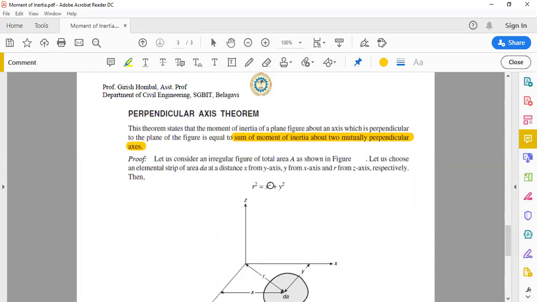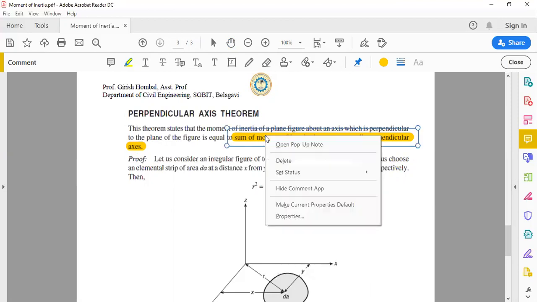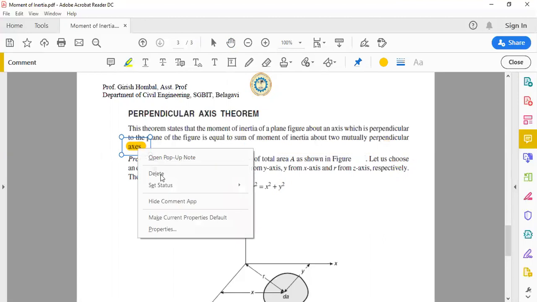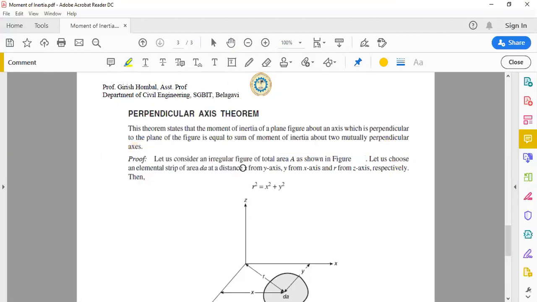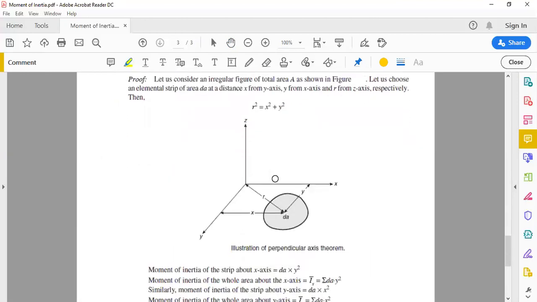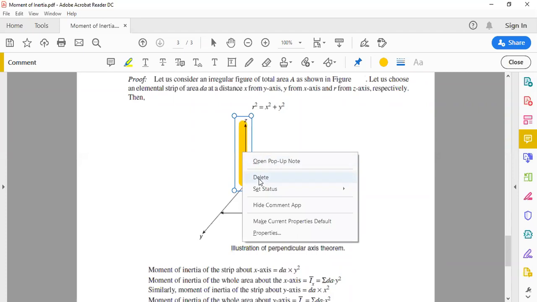So that is x square plus y square. How this x square plus y square came, let us see in the proof. We have taken a simple diagram wherein we have three axes: x-axis, y-axis, and z-axis.